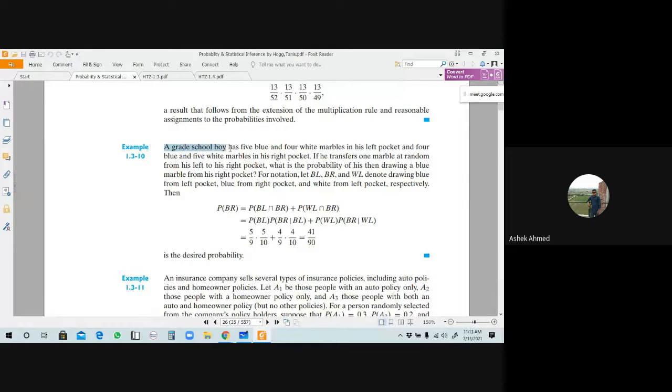A grade school boy has 5 blue and 4 white marbles in his left pocket, and 4 blue and 5 white marbles in his right pocket. If he transfers 1 marble at random from his left to his right pocket, from here you have to find out the probability of his then drawing a blue marble from his right pocket. What do you mean by this? Read the shaded lines and try to understand and tell me your concept from here.